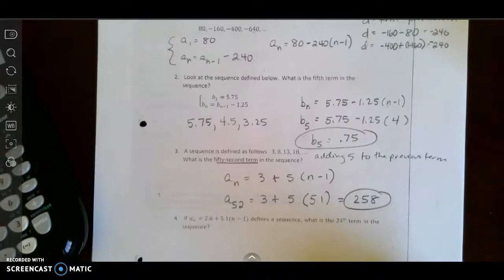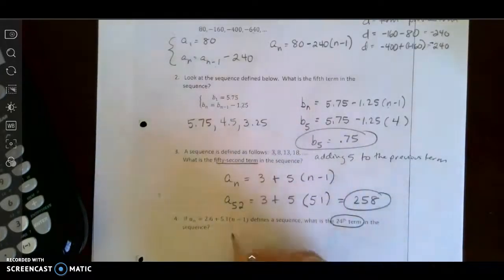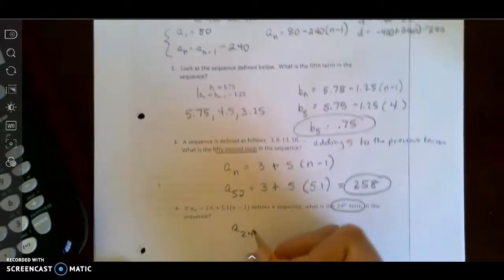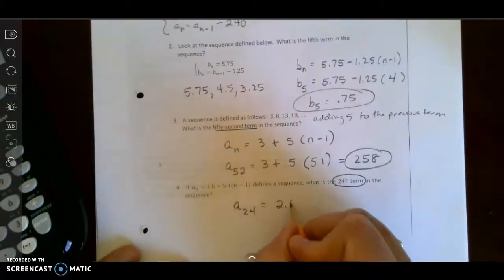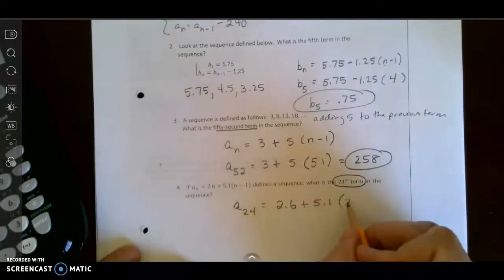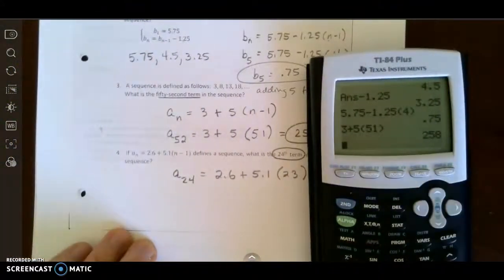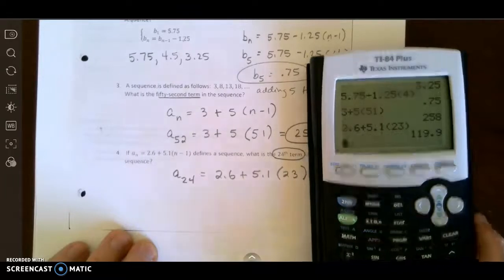Number 4, a sub n is 2.6 plus 5.1 times n minus 1. Defines the sequence. What is the 24th term in the sequence? So a sub 24 is going to be 2.6 plus 5.1 times 24 minus 1, which is 23. Just put that into my calculator. 2.6 plus 5.1 times 23, 119.9.